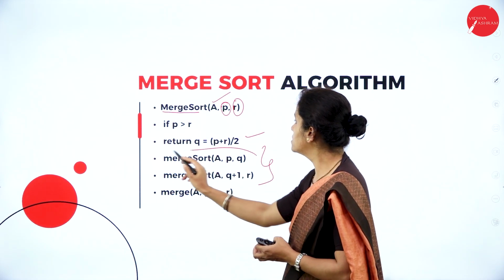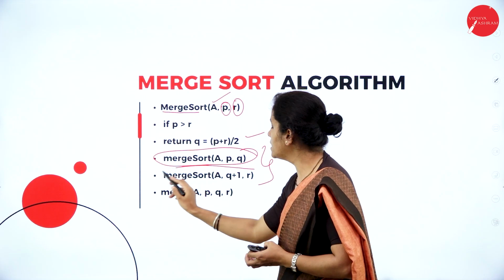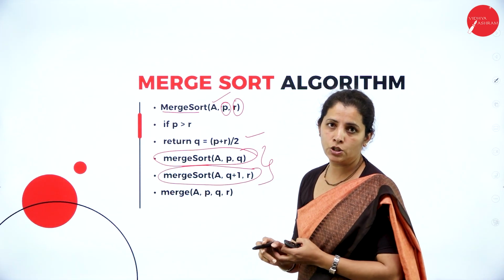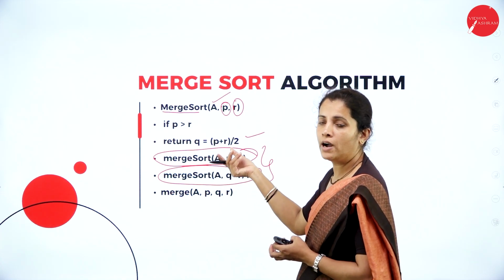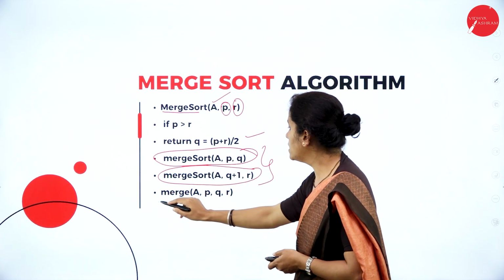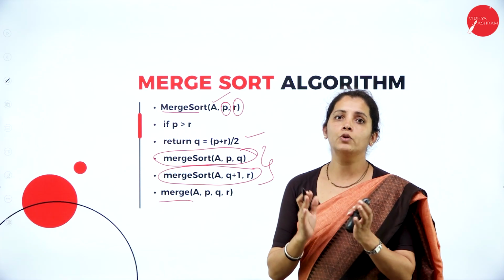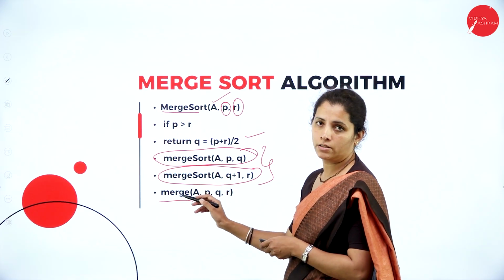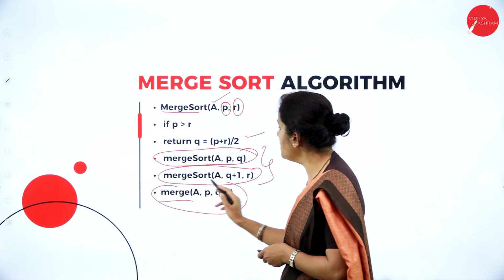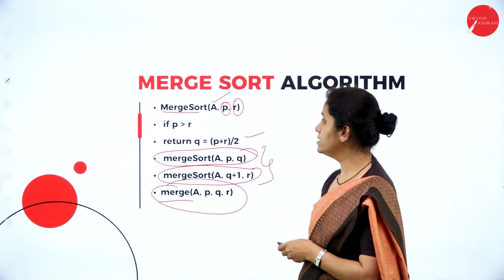And if I see this code, it is nothing but your binary search code. So I'm just calling the recursive function. And at the end, what I will do, I'm going to club the final solution. That's nothing but the merge. So this is nothing but combining the solution.